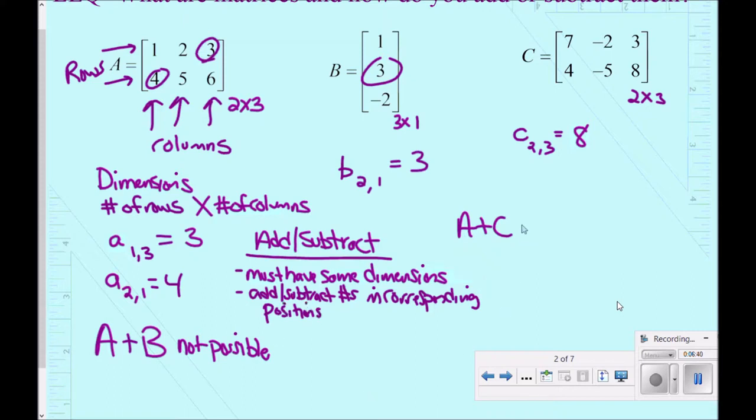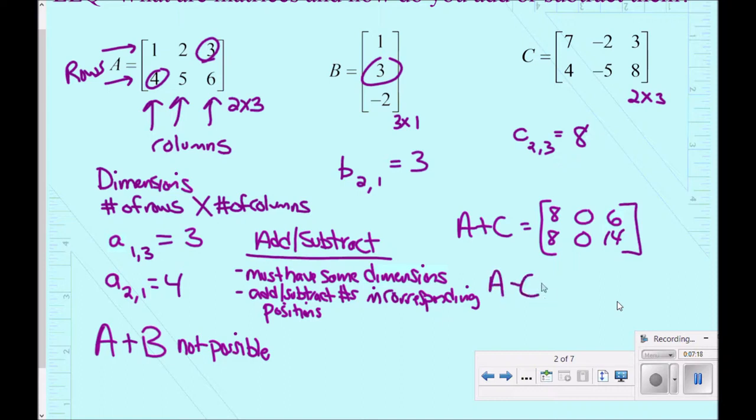So I'm going to get a 2 by 3 because A and C are both 2 by 3s. And then I'm just going to go in order and add. So 1 plus 7, they're both in the 1, 1 spot. 1 plus 7 is 8. And then the 1, 2 spot is 2 plus negative 2, which is 0. And then the 1, 3 spot, 3 plus 3 is 6. 4 plus 4 is 8. 5 plus negative 5 is 0. And 6 plus 8 is 14. So that's A plus C.